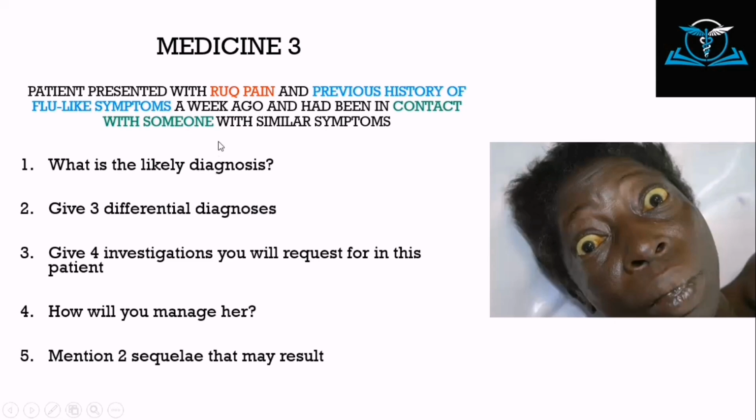A patient presented with right upper quadrant pain and a previous history of flu-like symptoms a week ago, and she had been in contact with someone with similar symptoms. What is the most likely diagnosis? This one was University of Ghana Medical School, final part 1, class of 2021. So, viral hepatitis. He's saying viral hepatitis.